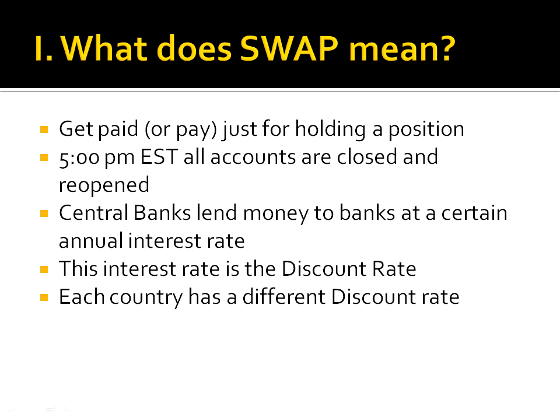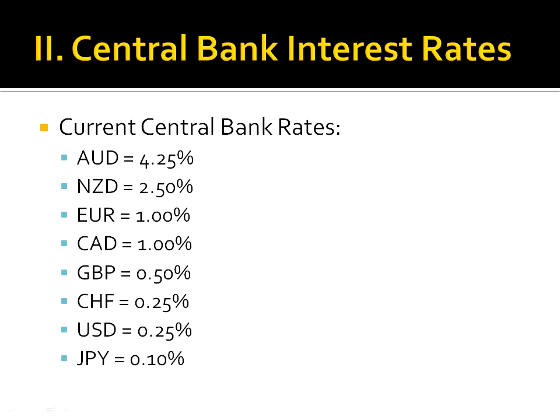Now central banks lend money to their banks at a certain interest rate. This is critical to the swap. The interest rate is known as the discount rate. Now each country has a different discount rate. And this is important because as Forex traders, we are trading different countries' currencies. At the moment, the central bank rates are Australian dollar is 4.25. This is the Australian Central Bank lending money to its other banks at this interest rate, 4.25% a year.